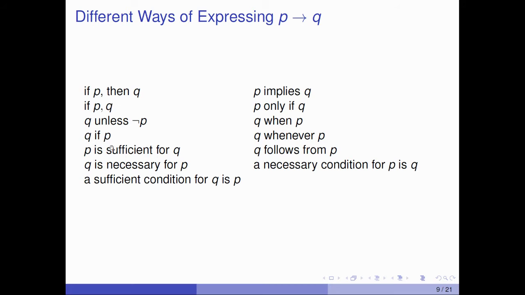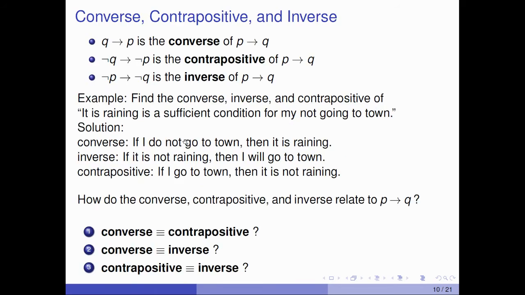The fifth from the top, P is sufficient for Q. So it's the same as P implies Q. So this is P implies Q. In our example, your P is of course it is raining, and your Q is I am not going to town. All right.